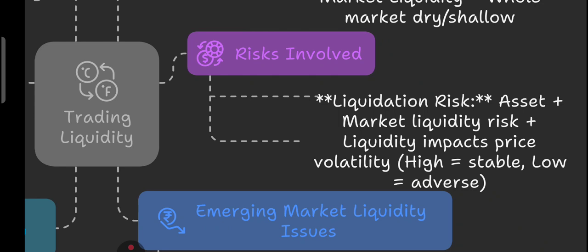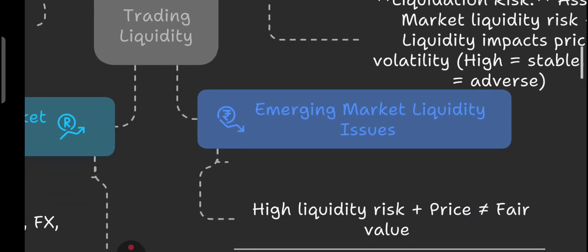So basically, two things are added to get liquidation risk: asset risk plus market liquidity risk. And perfect storm, and the lower the liquidity, the higher the price volatility, right? If higher liquidity is there, the price stays stable, and low liquidity means the price will swing widely. So liquidity and price volatility are inversely proportional, as you can see here, right?